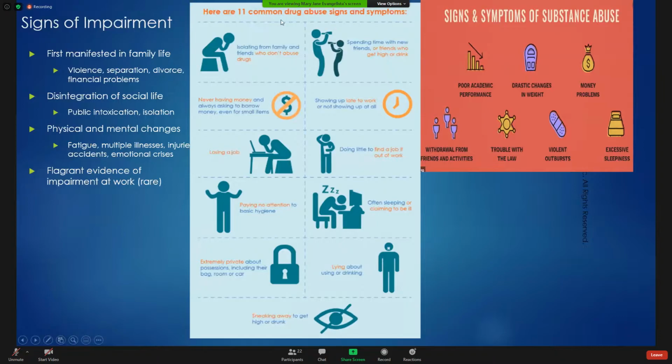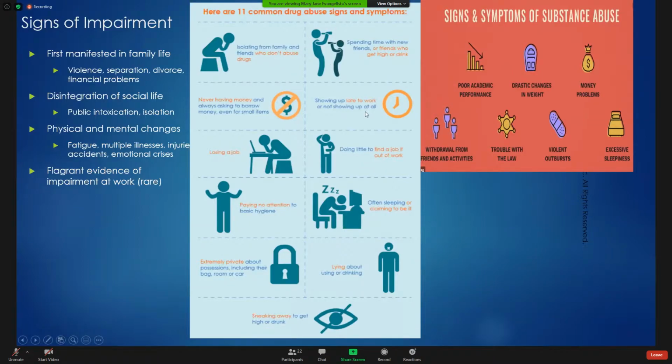Here are the 11 common drug abuse signs and symptoms. Number 1, isolation. Number 2, of course, is spending time with new friends or new activities, either drinking or using illicit drugs. Never having money and always asking to borrow. Borrowing money, even for small items. That's another sign and symptom.